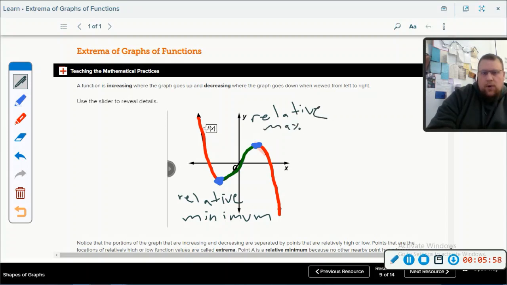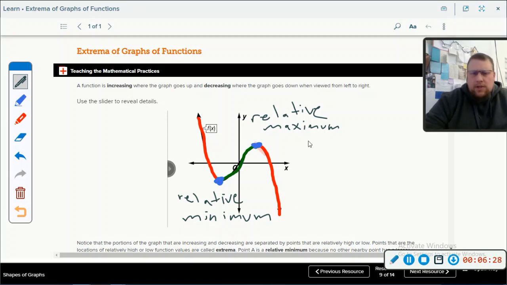And the reason we say relative is because these are, like I said, valley and hilltop points. But if you look to the left, it started out a whole lot higher than this relative maximum. And if I look to the right, it's going to get a whole lot lower than this relative minimum. But we're talking about just special points of interest where we see the change in the graph, where it goes from decreasing to increasing, back to decreasing again.